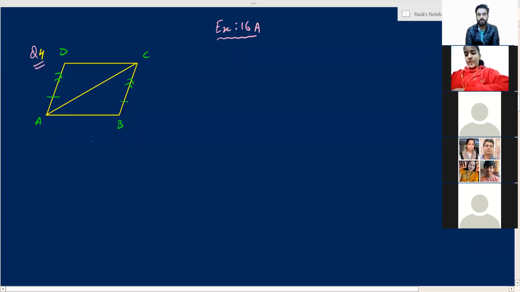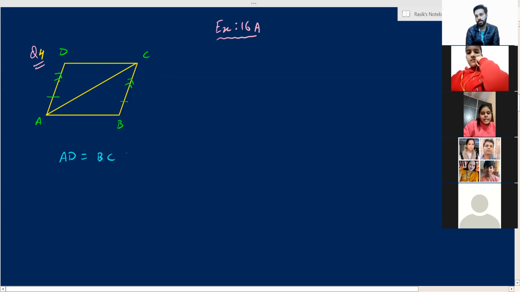First, we are going to prove that these two triangles are congruent. So how to do it? Everyone pay attention. First of all, AD of triangle ADC is equal to BC of triangle ABC. Why? Given. We don't have to do anything in this. This is given.